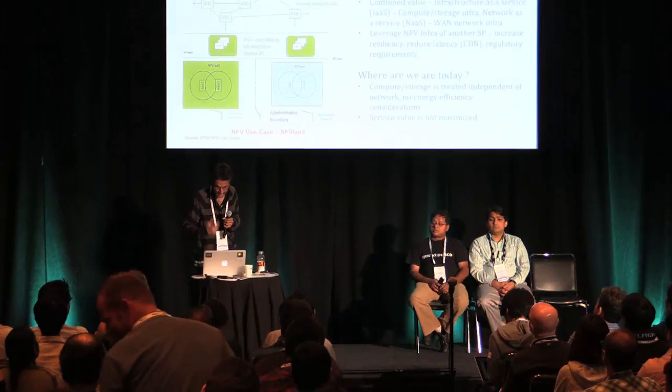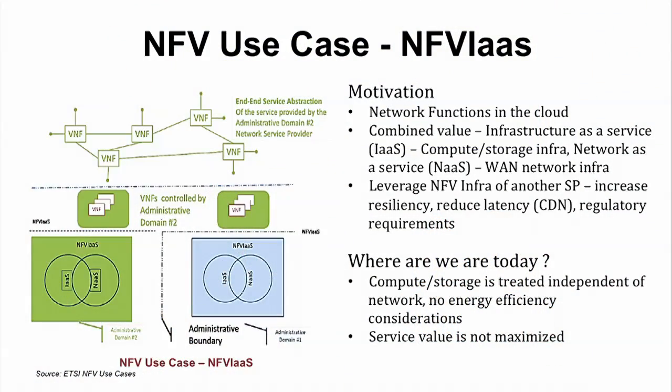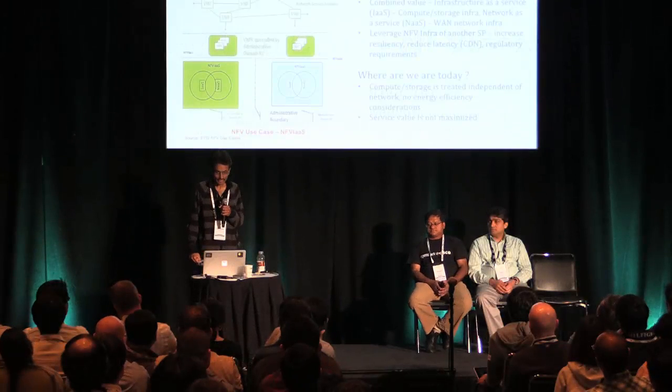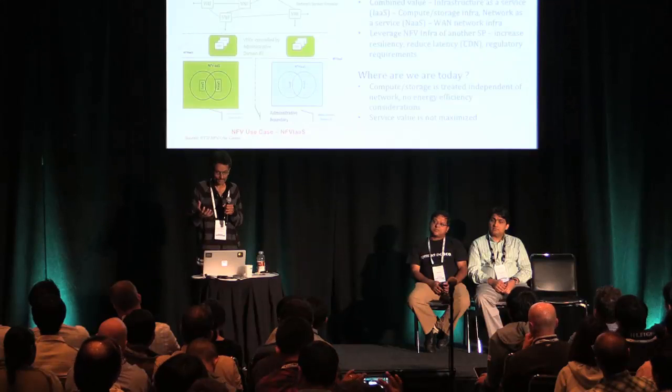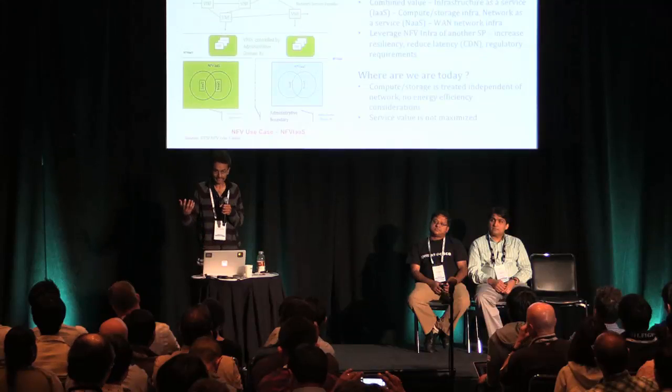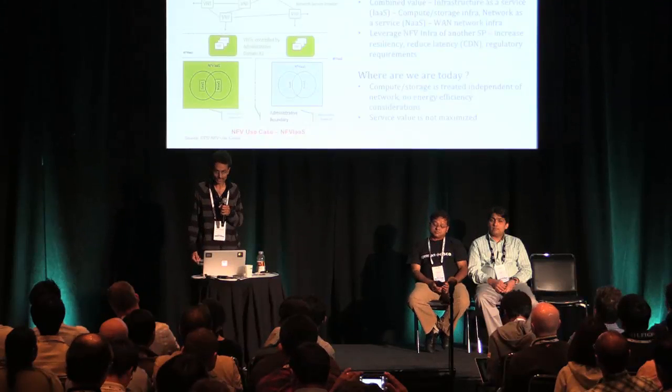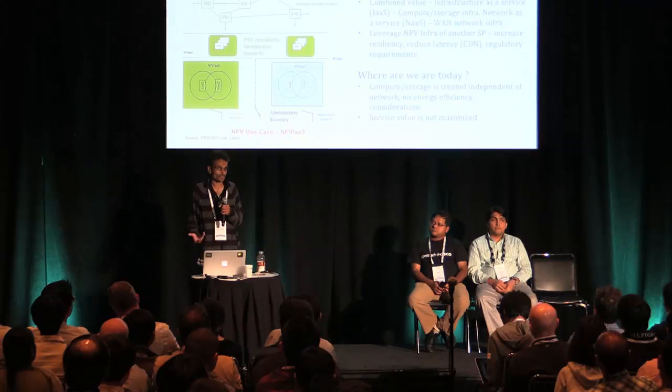Now, let's look at a specific NFV use case, NFV infrastructure service. The primary motivation is network functions in the cloud. Today you know quite well the classic infrastructure service offered by cloud service providers, which is essentially about the open compute and storage model. And network as a service, offered by service providers, is focused on the WAN. The whole goal of combining both with NFV is to leverage, for example, the NFV infrastructure of another service provider and increase resiliency, reduce latency for CDN use cases, and also address regulatory requirements, especially for energy efficiency.